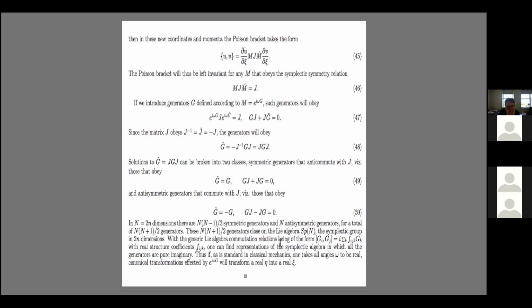Now, the generators obey the classical Lie algebra, [G_i, G_j] equals the sum over k of f_ijk G_k, with real structure coefficients f_ijk. And therefore, you can find a representation of the algebra in which all the G's are pure imaginary. But the transformation is e to the i omega G, so iG is real. And if omega is real, you transform a real eta into a real zeta. And that's how Poisson brackets are used in ordinary classical mechanics. But now we notice something.